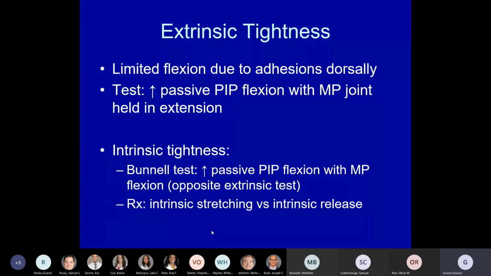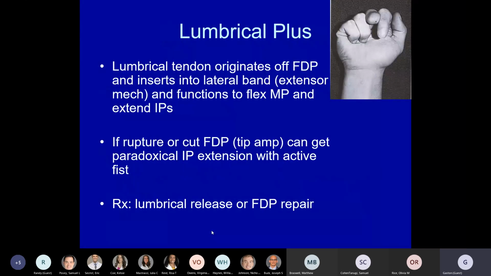If they gave you a patient with it, the answer would be intrinsic stretching or intrinsic release if that failed. Lumbrical plus, they love it on OITE. You never see it in real life. Remember, the lumbrical comes off of the FDP and inserts into the lateral band. So it extends the IP joints and flexes the MP joints.